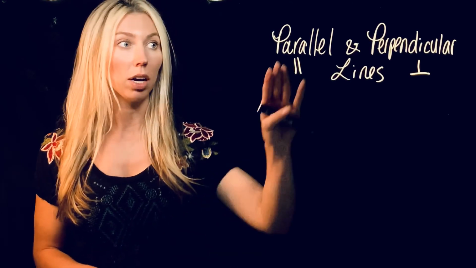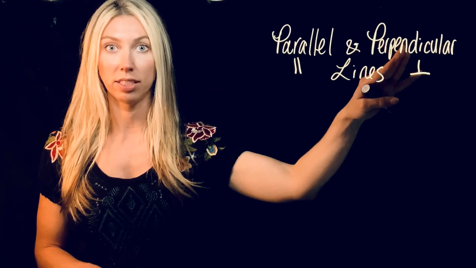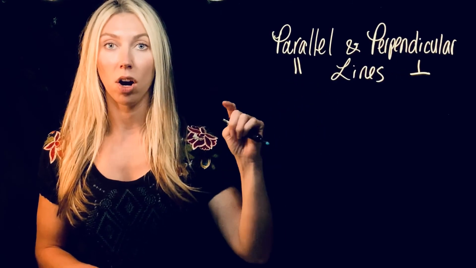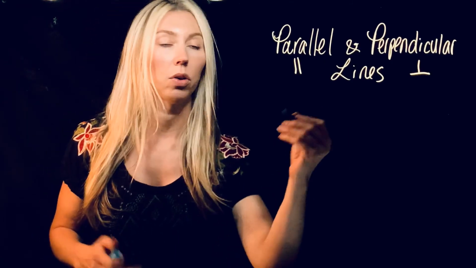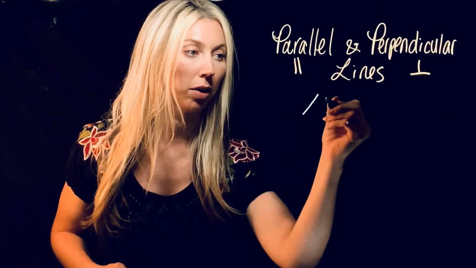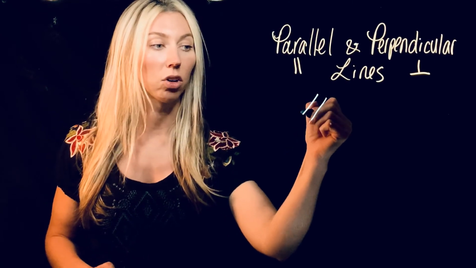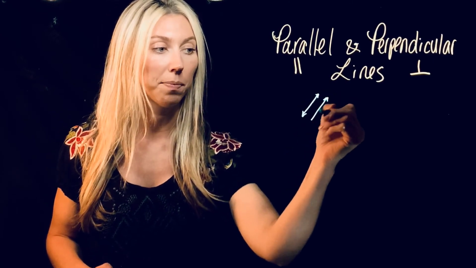So let's first off talk about what parallel and perpendicular lines are. Parallel lines are lines that are never going to intersect. A lot of times teachers talk about them like railroad tracks. They're lines that are going to continue to infinity and never cross.